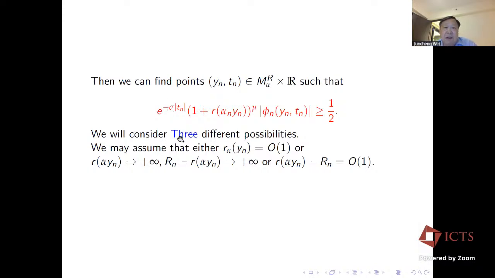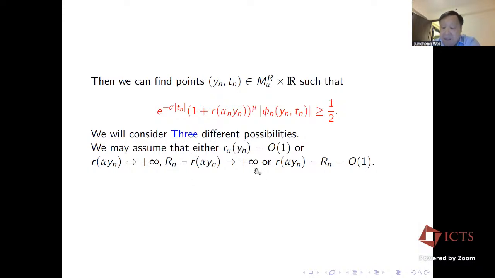So we consider different possibilities. First, this number is finite, or this number goes to infinity, or this number is close to the boundary, or away from the boundary. So these are the 5 cases we need to consider.